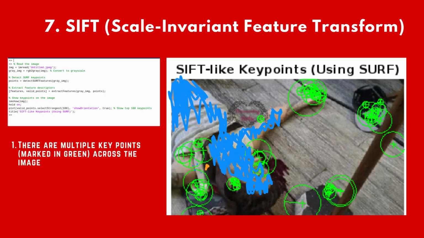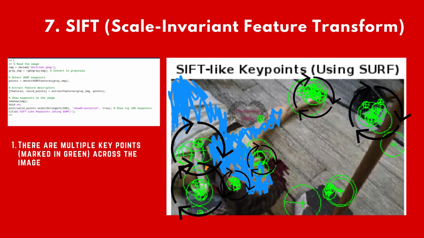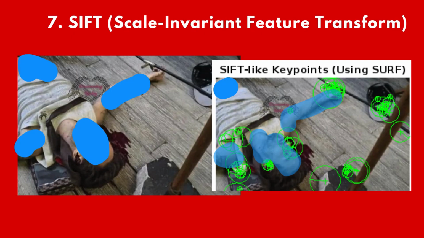Here blue ink is used to hide the body. There are multiple key points, marked in green, across the image. SIFT detects distinctive key points in an image based on texture, edges, and contrast. The fact that our image has clusters of key points in specific areas could mean these regions have high texture detail, which is natural, or these regions might have undergone modification.